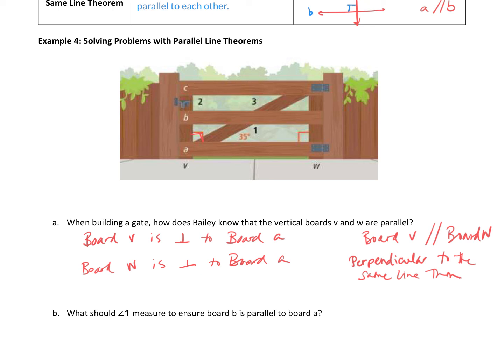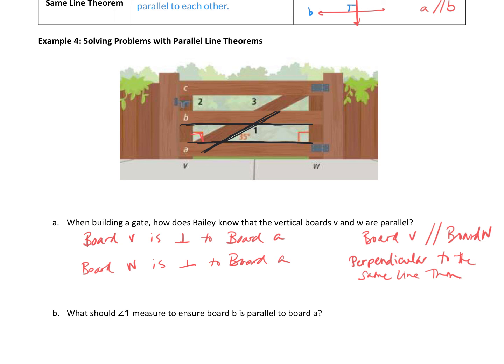All right, so part B, what should angle 1 measure to ensure that board B is parallel to board A? So we want board B to be parallel to board A, and angle 1 is being formed by board B and this board here. So I'm going to outline these so it's a little more clear. I'm going to outline the bottom of board B. I'll go ahead and outline the top of board A. And you can extend lines if it makes it easier to see. We've got a transversal cutting through right there.